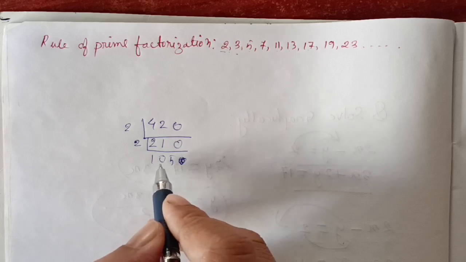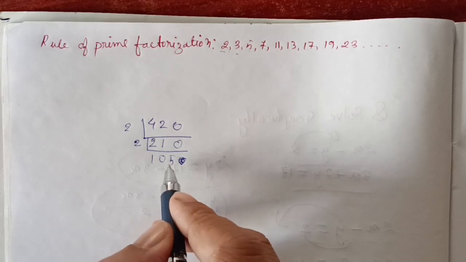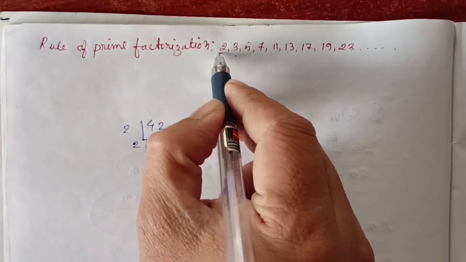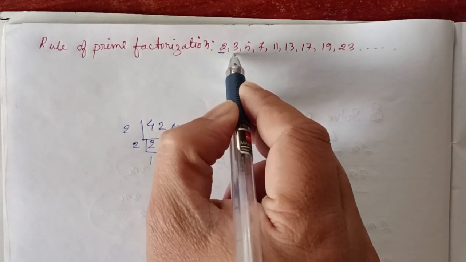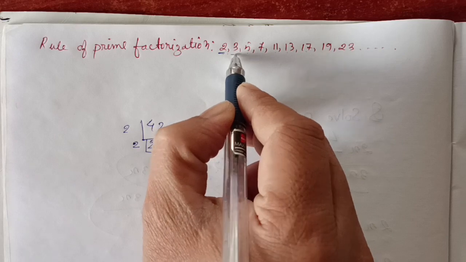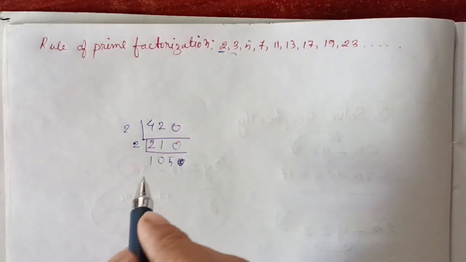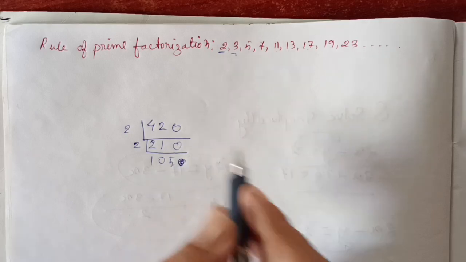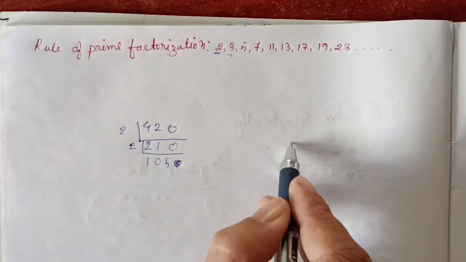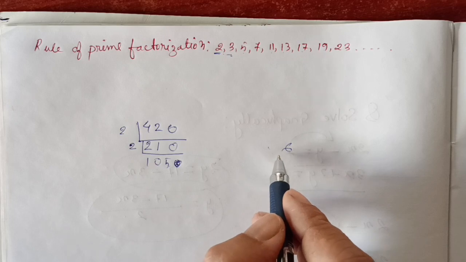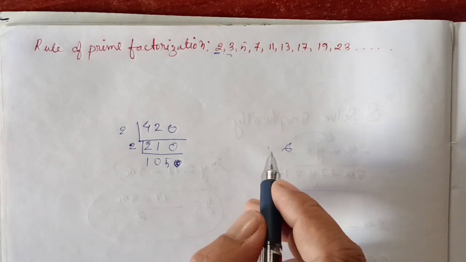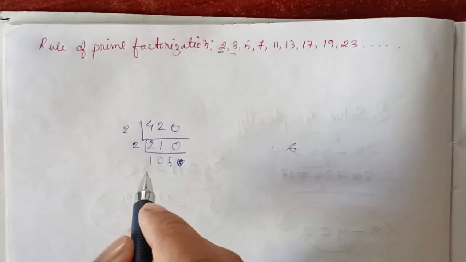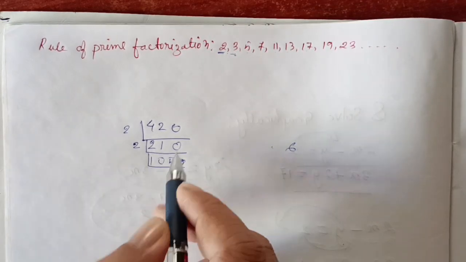This 105 is not an even number anymore, so we cannot divide by 2. The next number we should take is 3. How to check whether a number is divisible by 3? You just add the digits: 1 plus 0 plus 5 is 6, and 6 is in the timetable of 3. So we can easily divide by 3. So now let us try by 3.